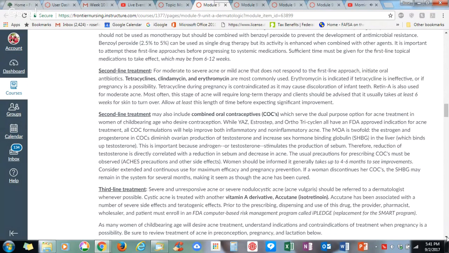The usual precautions for prescribing combined oral contraceptives must be observed. ACHES precautions and other side effects. Women should be informed it generally takes up to 4 to 6 months to see improvement. Consider extended and continuous use for maximum efficacy and pregnancy prevention. If a woman discontinues her COCs, the sex hormone binding globulin may remain in the system for several months, making it seem as though acne has been cured.